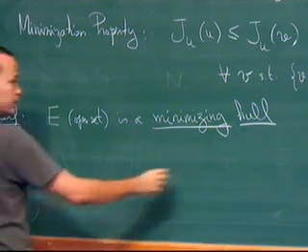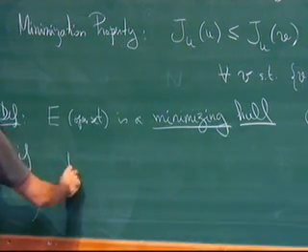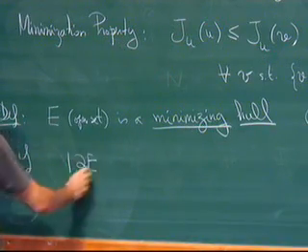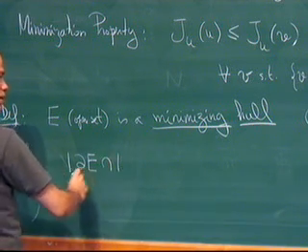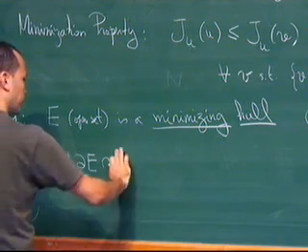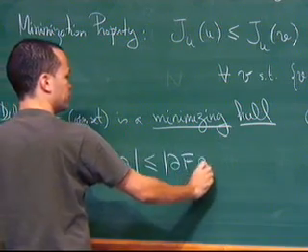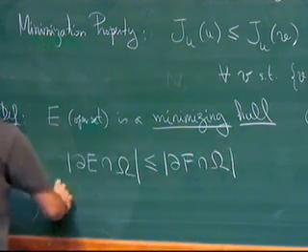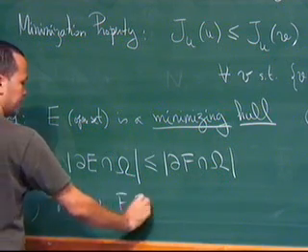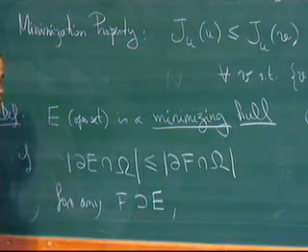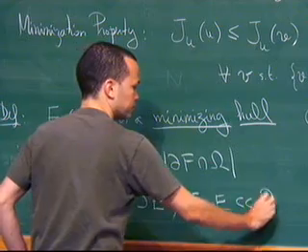In other words, let's say in some domain omega, if the area of the boundary of E intersected with any compact set, intersected with omega, is less than or equal to the boundary of F intersected with omega, for any F containing E, and such that the difference is compactly contained in omega.